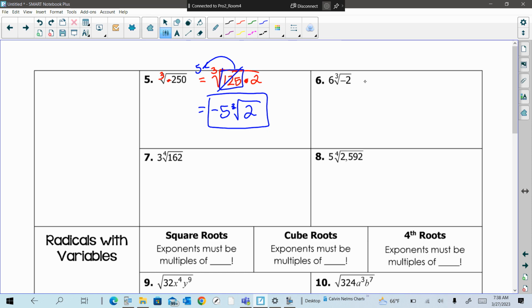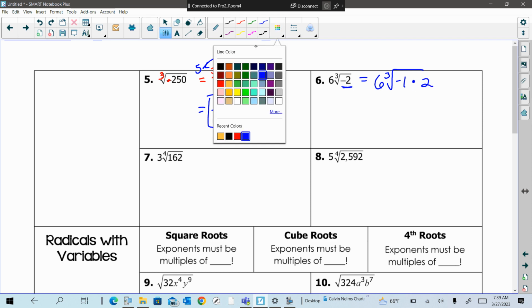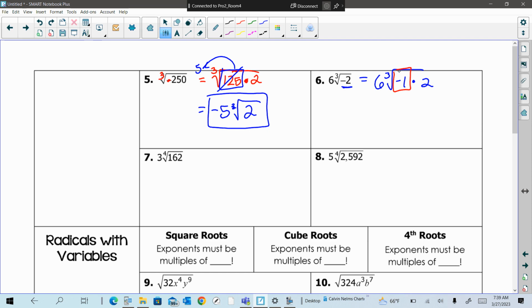Now in 6 here, we already have the 6 outside the cube root. I'm going to take out the negative 1 because 1 is a perfect cube. So if I do a negative 1 times 2, that gives me a negative 2. And this negative 1 is the cube root. So when it comes out, it's just a negative 1. So on the outside is the negative 1 times the 6. Left inside is the 2. So the final answer is negative 6, the cube root of 2.